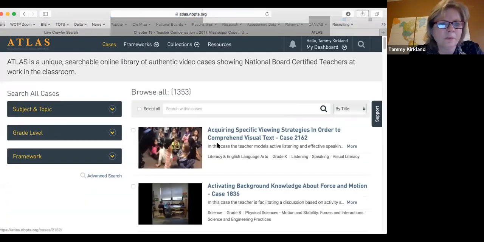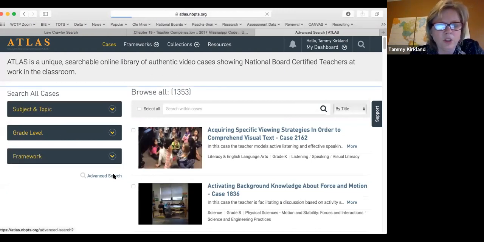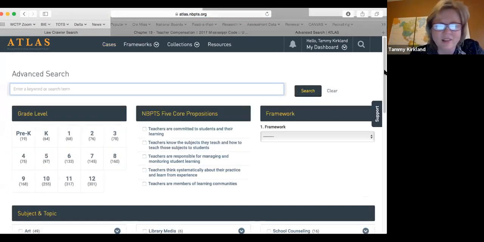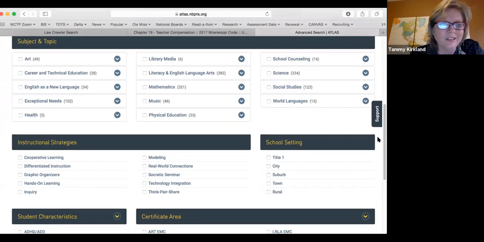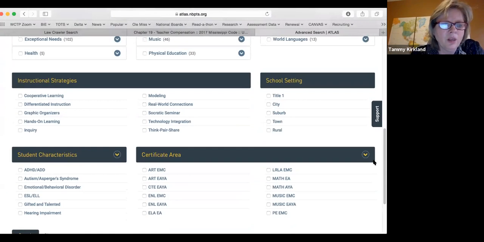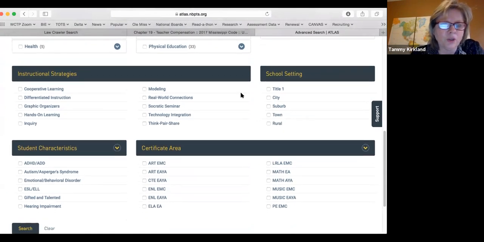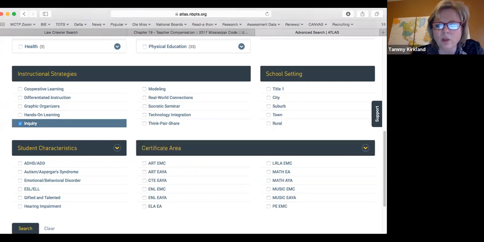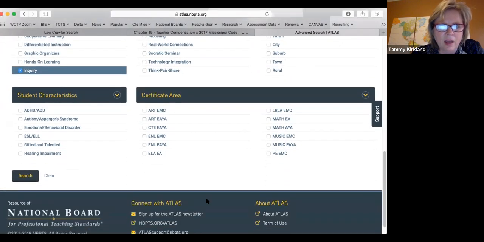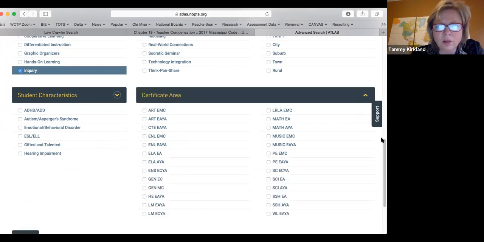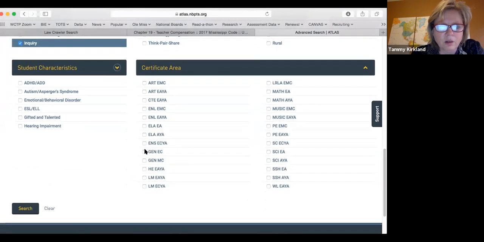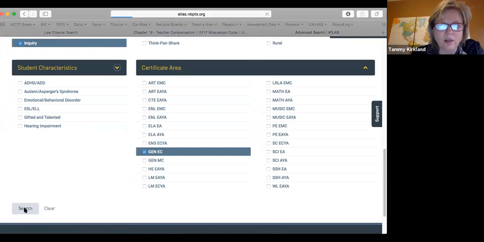Okay, this is Atlas. So what I'm going to do is show you, and again, all of your mentors have access to this. And again, unfortunately, it is not something they can share with you. But you see, it allows you to look at what your school setting is. Let's do inquiry method, because we know a lot of us need to do that. And I am going to choose certificate areas. There's some more. Let's do an early childhood generalist, and let's see what I get.